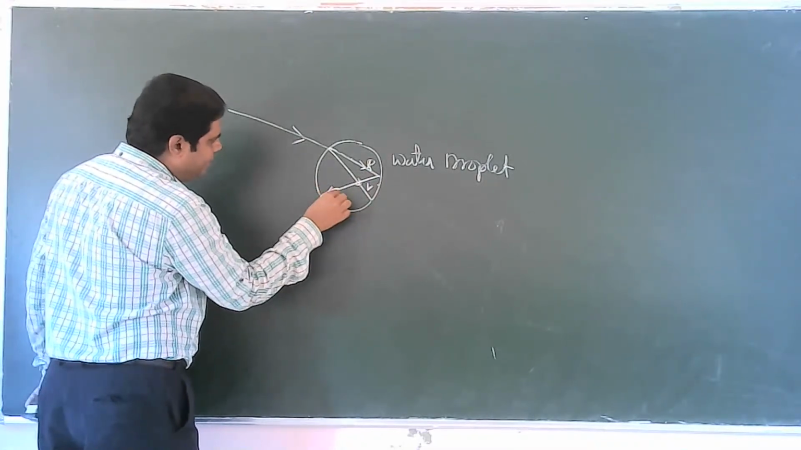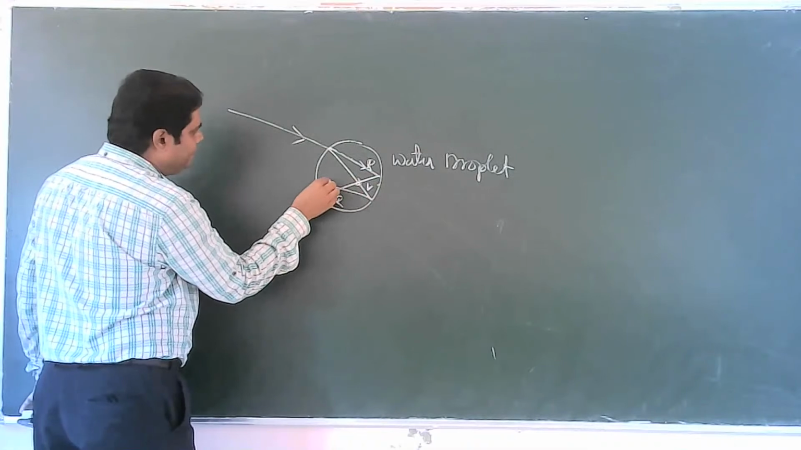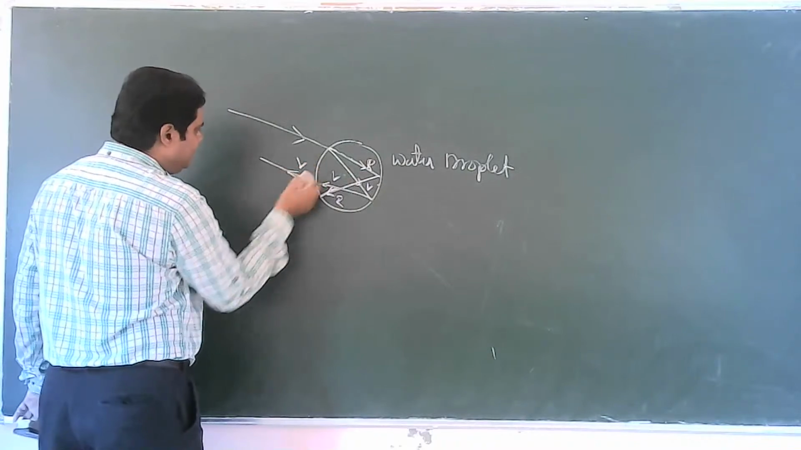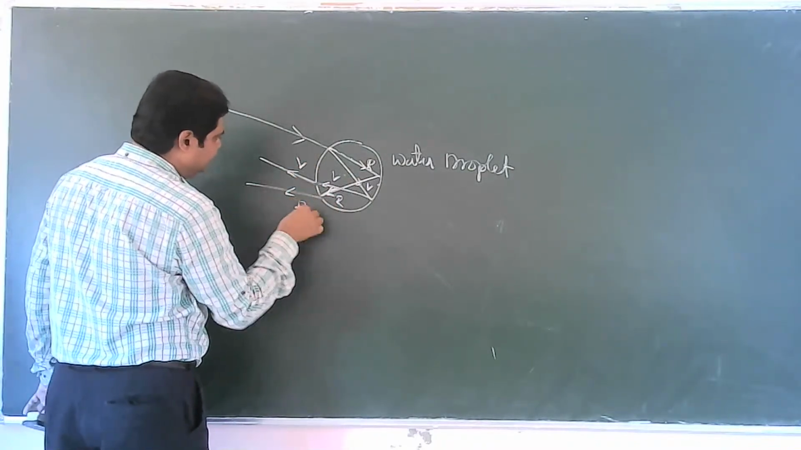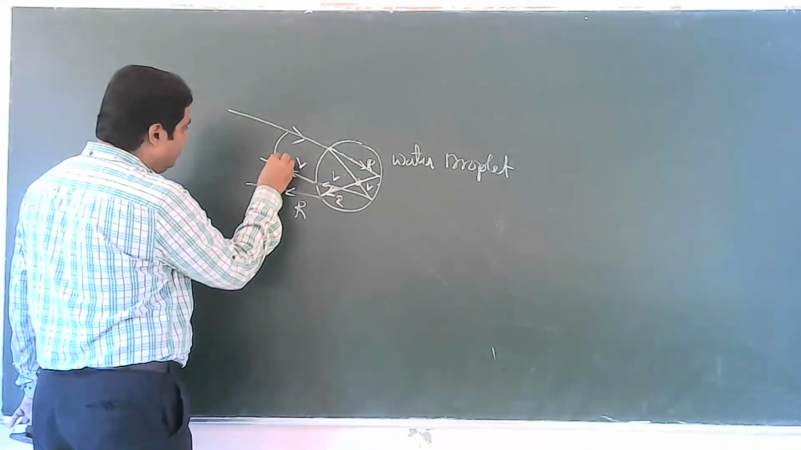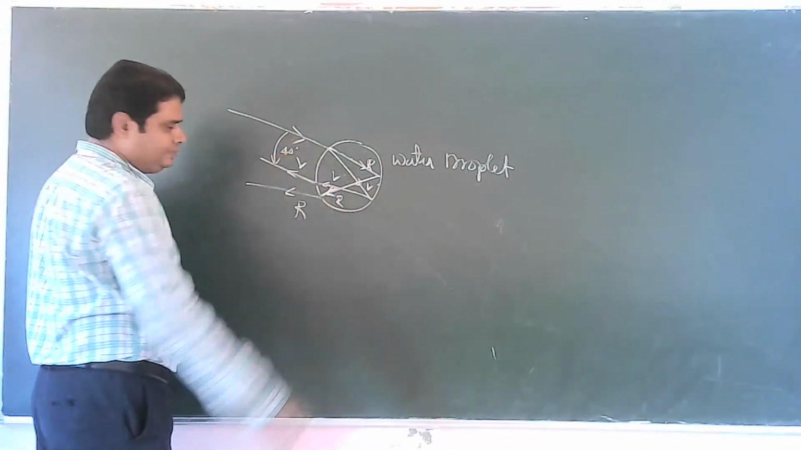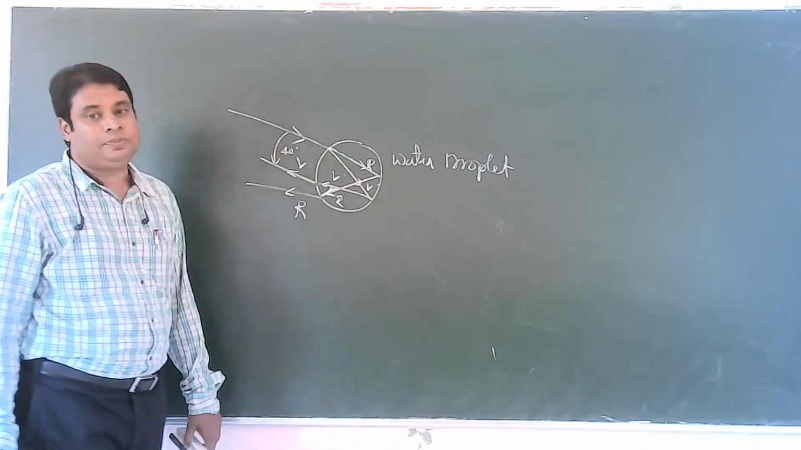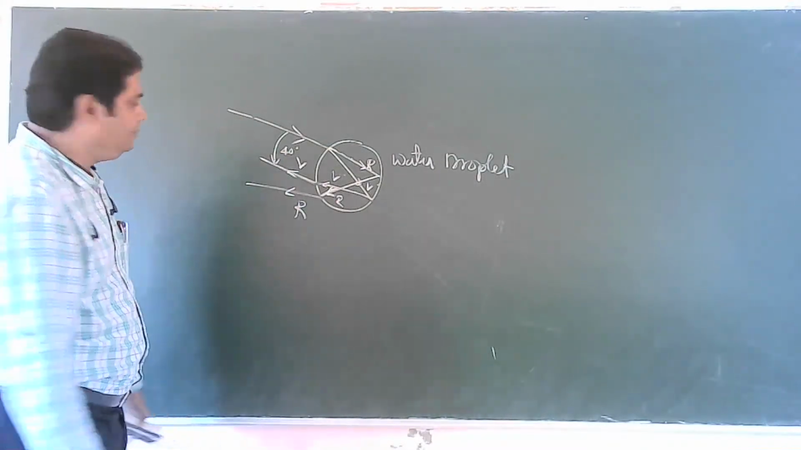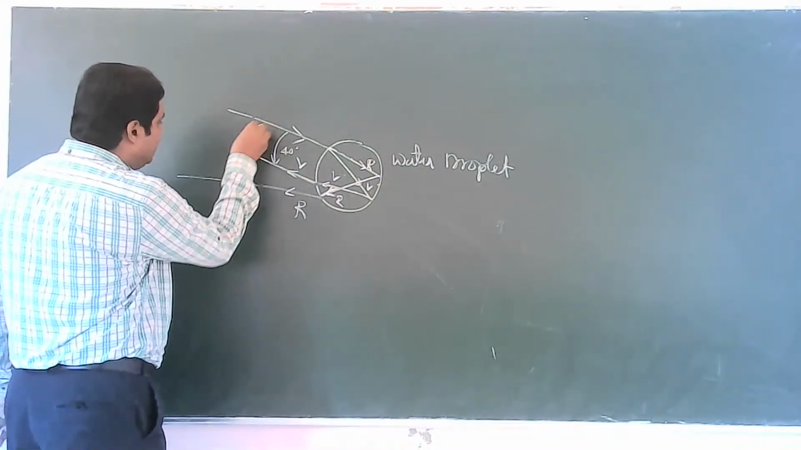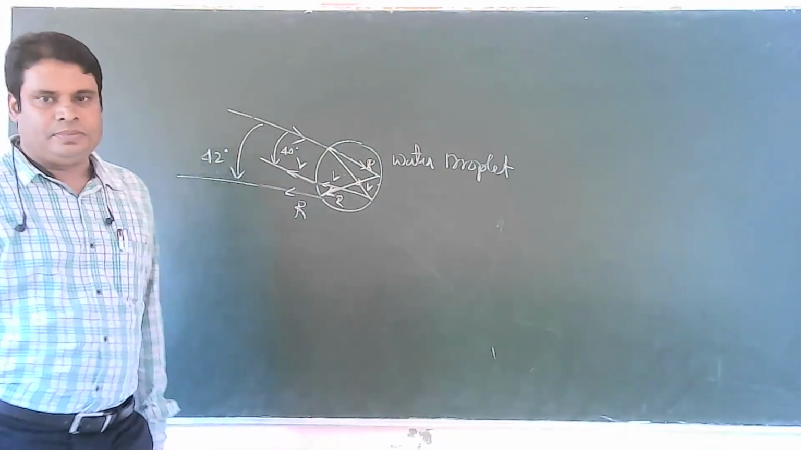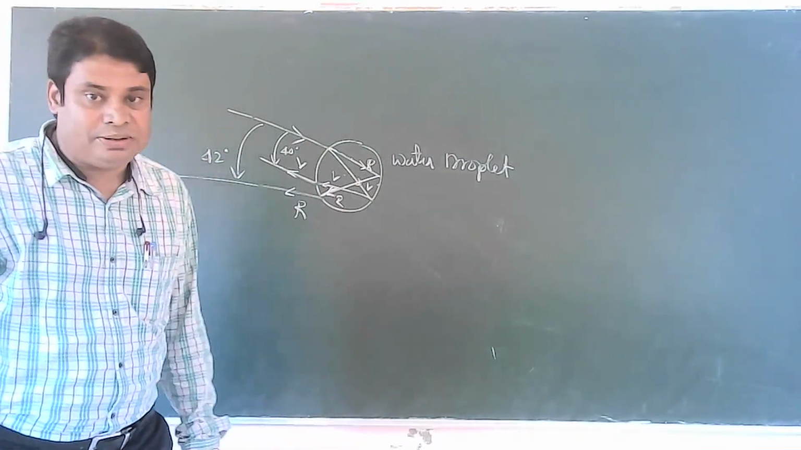Here we have red, I will draw somewhere here. Here we have violet. Then violet will bend like this, violet and red. With respect to the incident ray, the angle made by the violet ray is around 40 degrees, and the angle made by the red light is around 42 degrees. In this condition, we observe what?